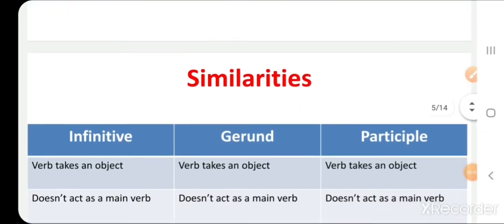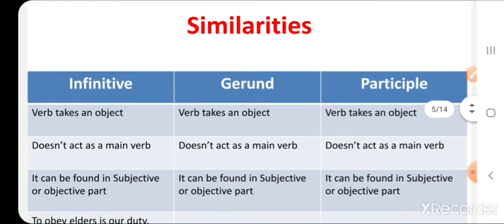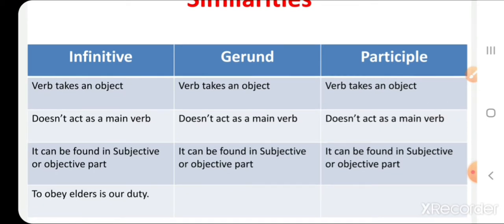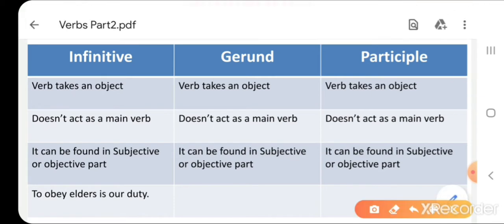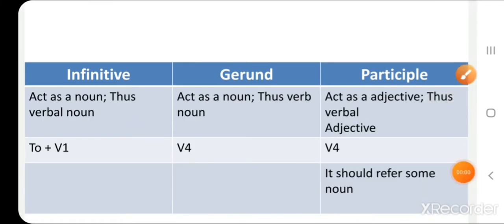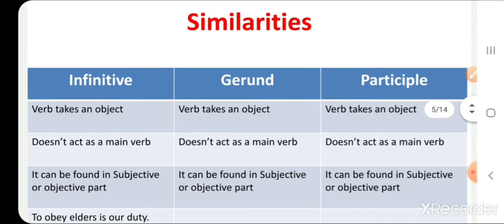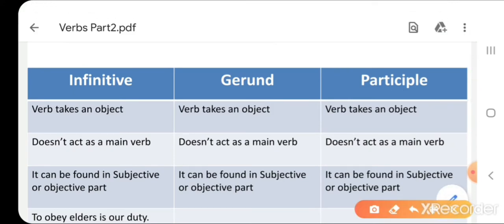Now let's study its similarities. As all these fall under the non-finite verb category, all these have similarities of non-finite verb. That means a verb is used in all of these. Now let's learn the similarities between infinitive, gerund, and participle. First, as it is a combination of verb and noun, to show its verb characteristic, it takes an object. That is its characteristic.